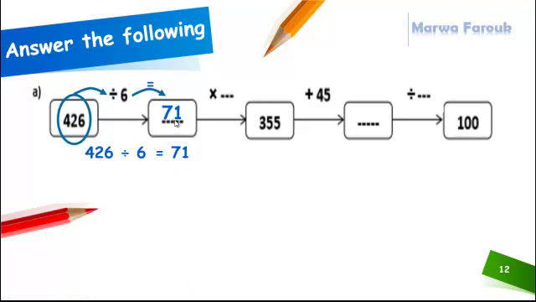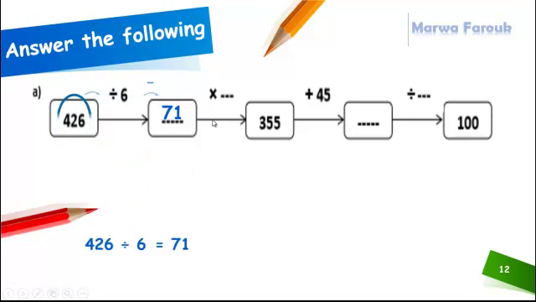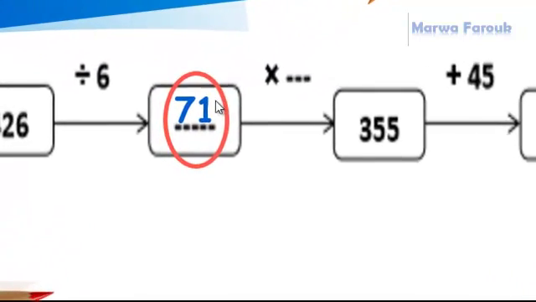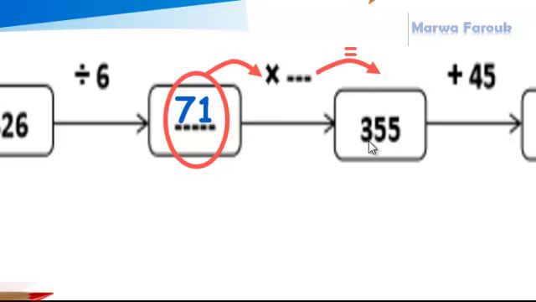Is it easy? So we start from the first number here on the left. It's 426, and I go with the arrow here. So 426 divided by 6 equals what? We got 71. So we will write 71 and begin the next step. Now we have 71 and I will go with the arrow again. So 71 times what equals 355.